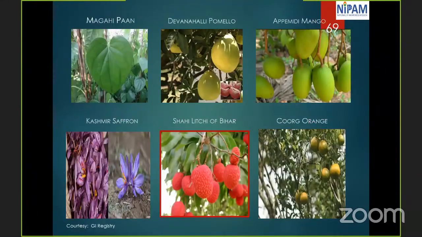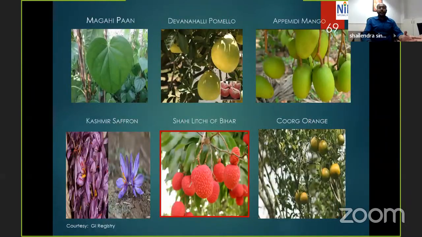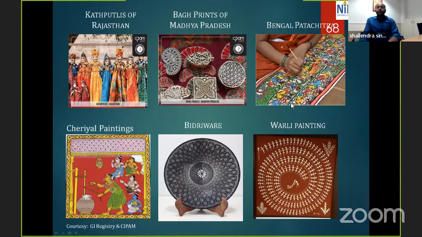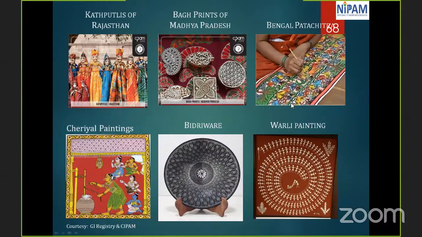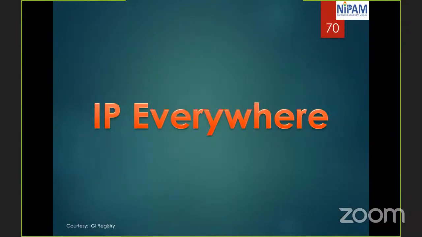So you can see there are so many examples, like so many edibles, such as mango, apple, lychee, saffron. These are all geographical indications that are already registered.